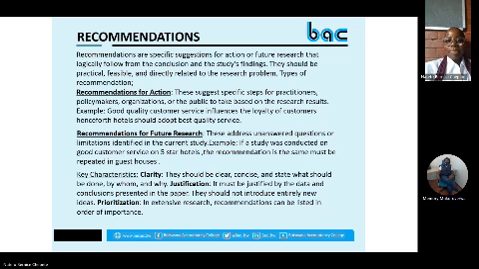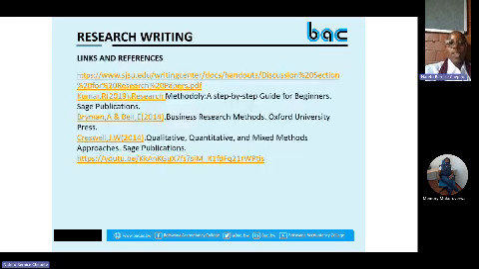References. Moving on to research writing references. We have links as references and websites that we took our information from. We have the first one as HTTP.